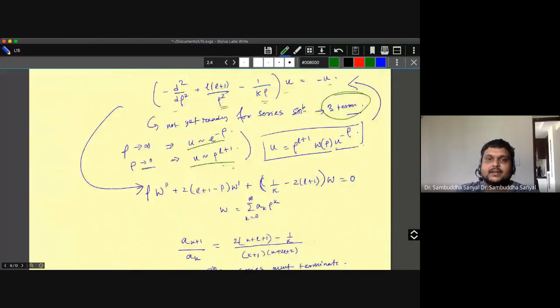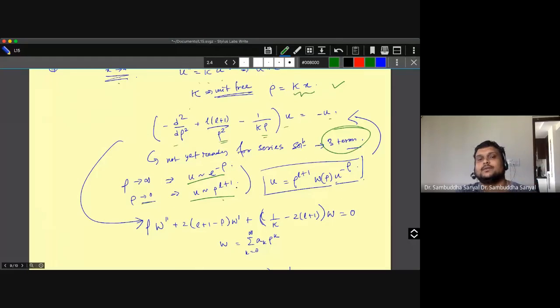But how do you know that it must be of this rho to the power l plus 1 form? That you can see very easily, that if you put the rho going to 0 limit, the term which will be the most dominating term is this term. So you will get an equation which is u double prime equal to l into l plus 1 by rho square times u, and that will have a solution of this form, which is rho to the power l plus 1.